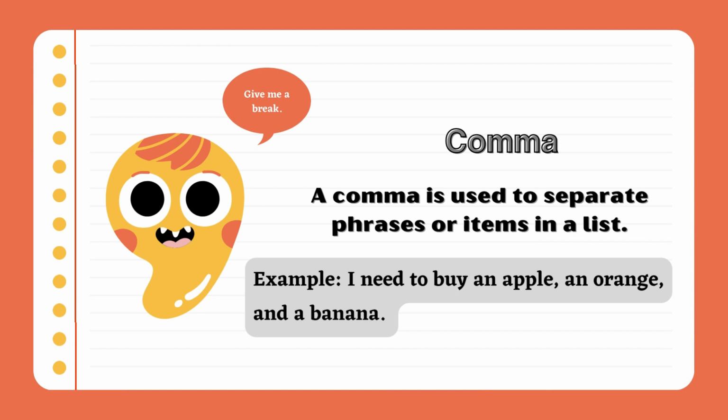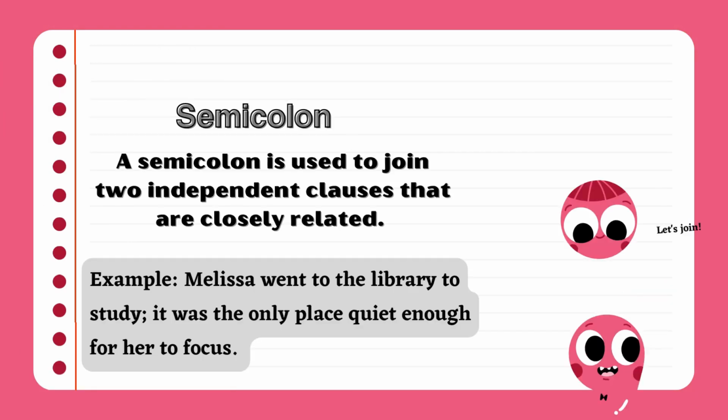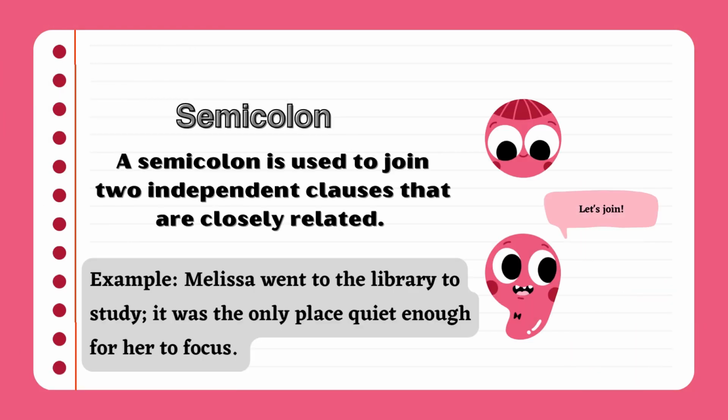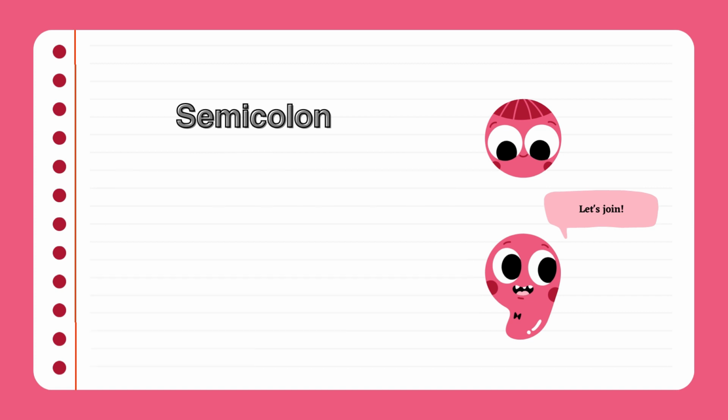A comma is used to separate phrases or items in a list. For example, I need to buy an apple, an orange, and a banana. A semicolon is used to join two independent clauses that are closely related. Example, Melissa went to the library to study; it was the only place quiet enough for her to focus.